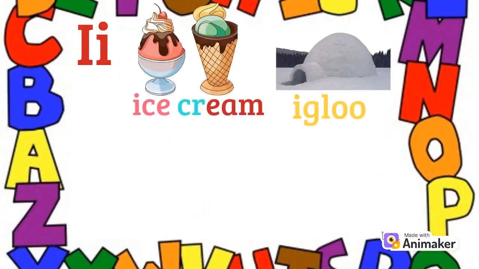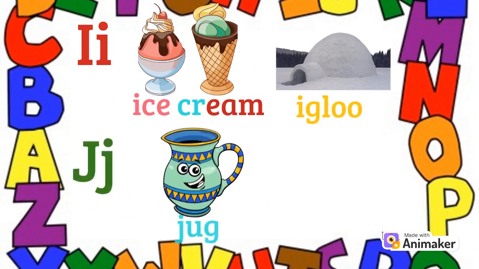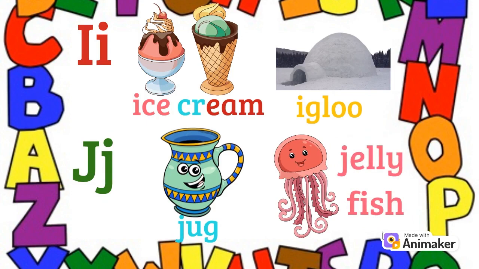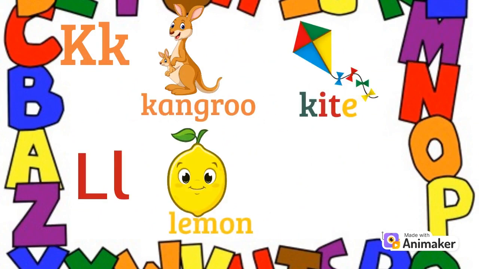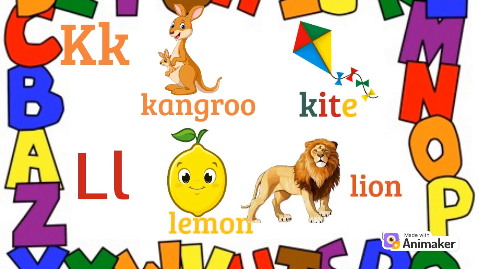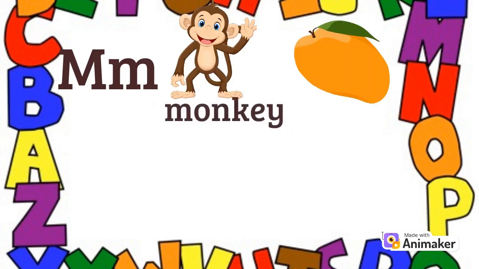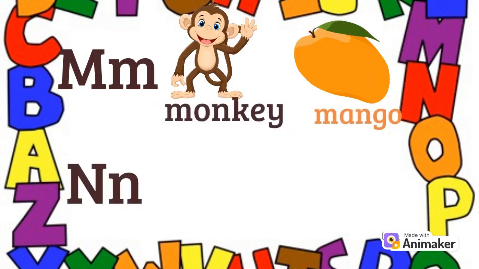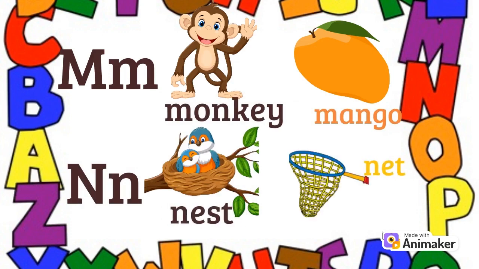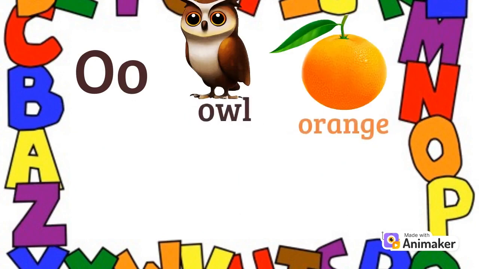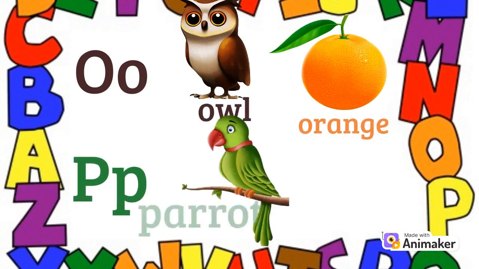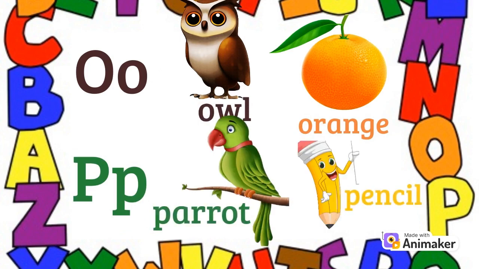horse. I. I for ice cream. I for igloo. J. J for jug. J for jellyfish. K. K for kangaroo. K for kite. L. L for lemon. L for lion. M. M for monkey. M for mango. N. N for nest. N for net. O. O for owl. O for orange. P. P for parrot. P for pencil.